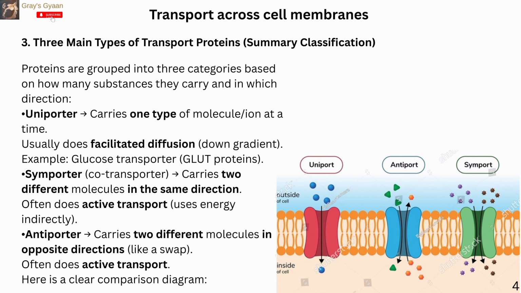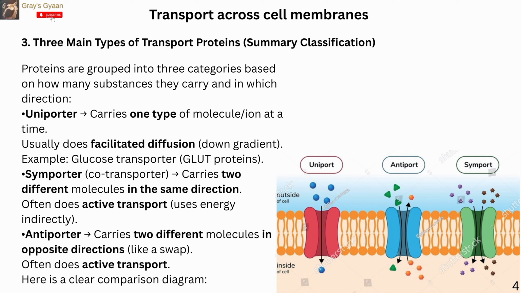Third point. 3 main types of transport proteins. Proteins are grouped into 3 categories based on how many substances they carry and in which direction. Uniporter carries one type of molecule or ion at a time. Usually does facilitated diffusion, down gradient. Example: glucose transporter, GLUT proteins.